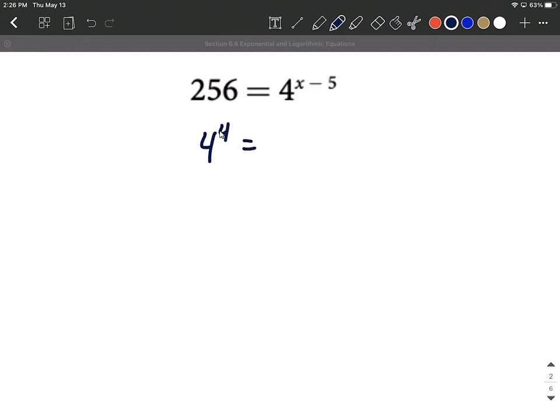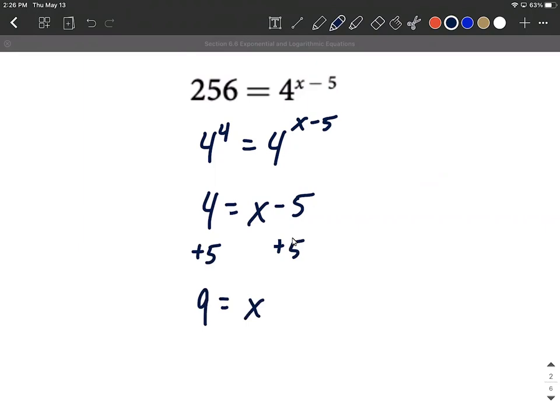So we can replace the 256 as 4 to the fourth power. Now we've rewritten it so we have the exact same base on both sides. Let's drop the bases and set the exponents equal to one another. That's the one-to-one property of exponential functions. So now this resulting equation should be pretty easy to solve down. We'll just move the 5 to the other side by adding 5, and we get x equals 9. And that's our only solution for this equation.